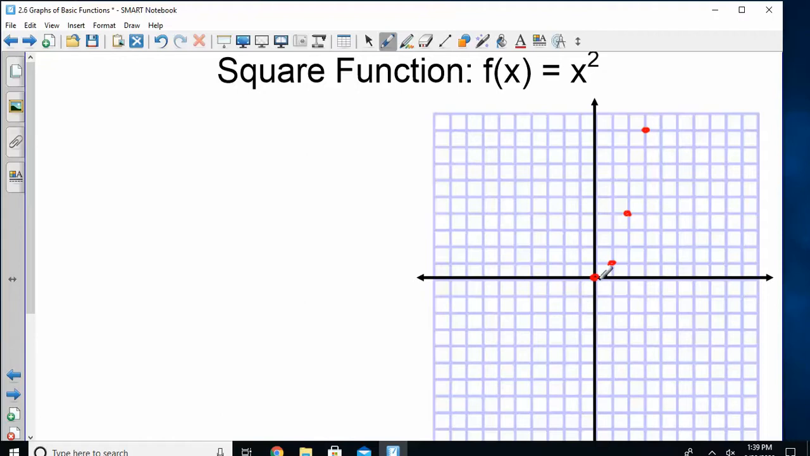-1 squared, -2 squared, positive 4. Negative times negative makes positive. -3 squared. Do I need to write out my t-chart, or do you guys know where I got that? I just squared my x values as we went through them. So, connect that, and we have our graph.